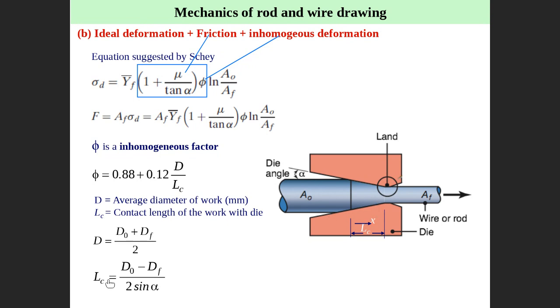This one, contact length LC equals (Do minus Df) divided by 2 sine alpha, from geometry. This is D and LC. Then phi and mu have been added here to modify the equation to deal with the additional factor of friction and inhomogeneous deformation. Force can be obtained as sigma multiplied by A final.